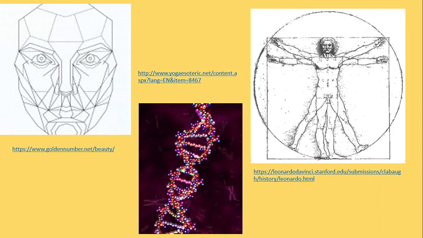Now it's also seen in our DNA, so the length and width of your DNA helix would divide to give an approximation of the golden ratio again.